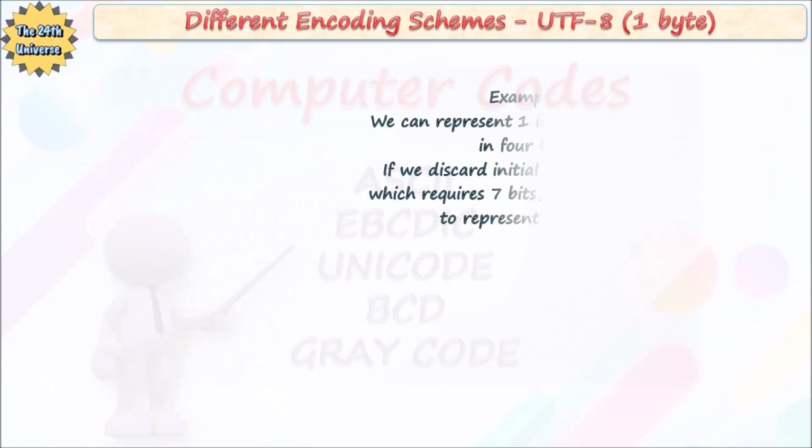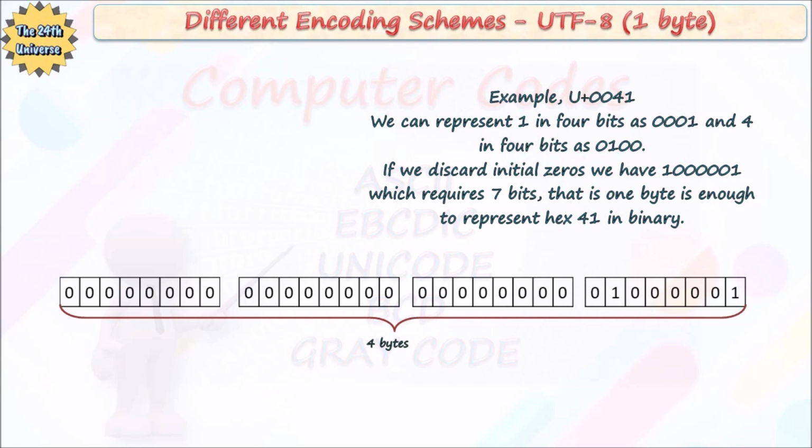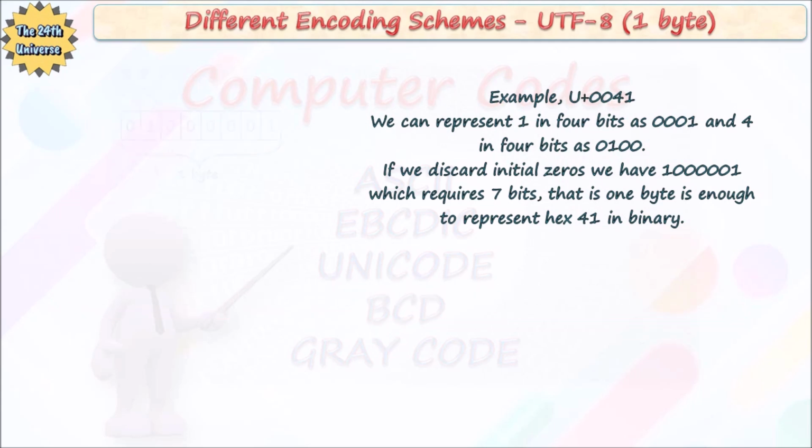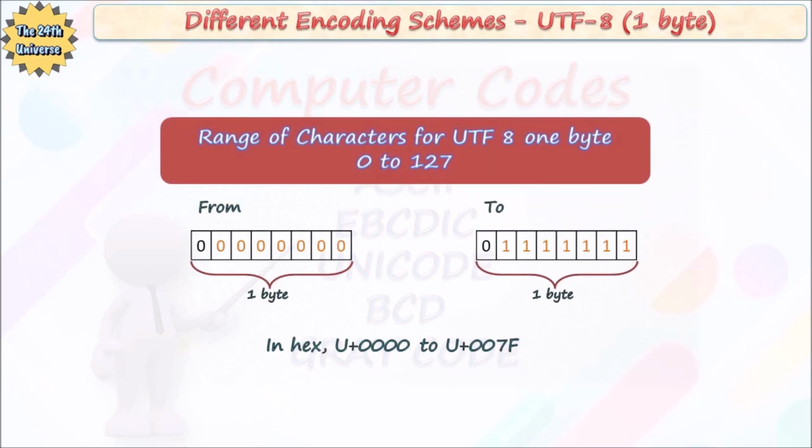So, if the MSB is 0, then we know that it is the first byte. We can encode U+0041 in UTF-8 1 byte like this. MSB starts with a 0 and the remaining 7 bits contain 1000001, by applying hex to binary conversion. So with 7 bits, the range of characters we can represent in UTF-8 1 byte is 0 to 127. That is 0 to 1111111 in binary and 0 to 7F in hex.